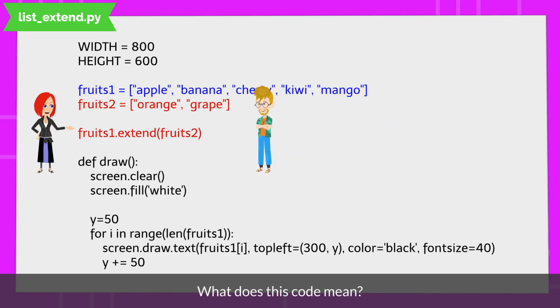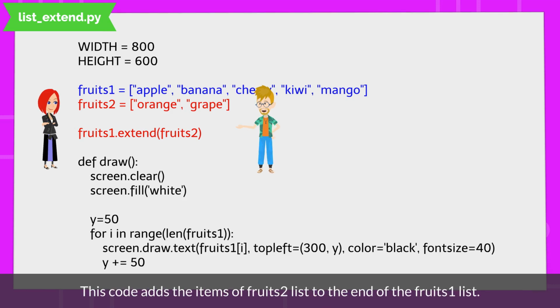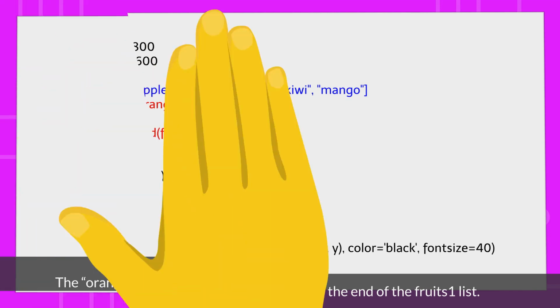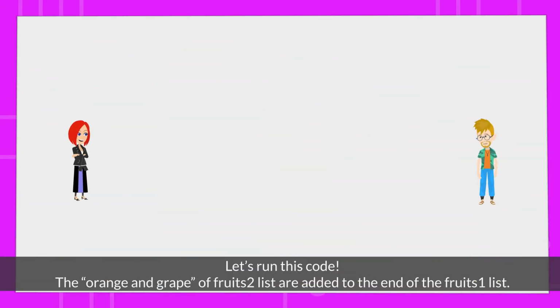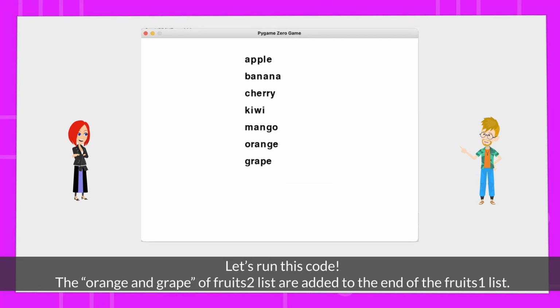What does this code mean? This code adds the items of the fruits2 list to the end of the fruits1 list. Let's run this code. The orange and grape of the fruits2 list are added to the end of the fruits1 list.